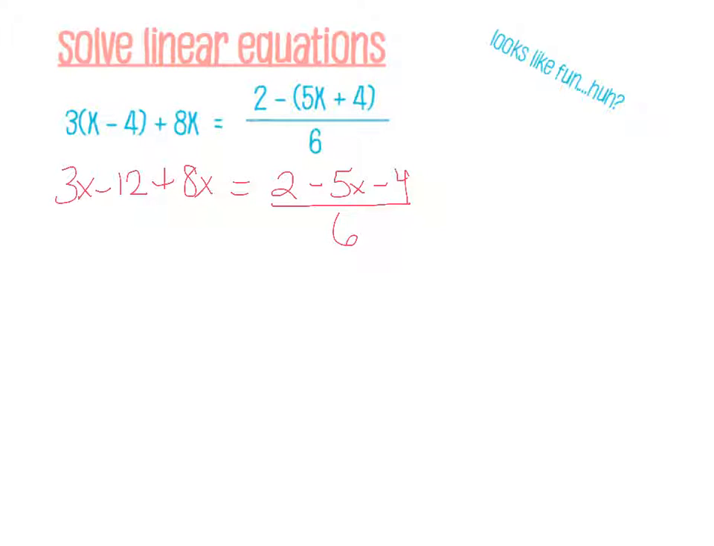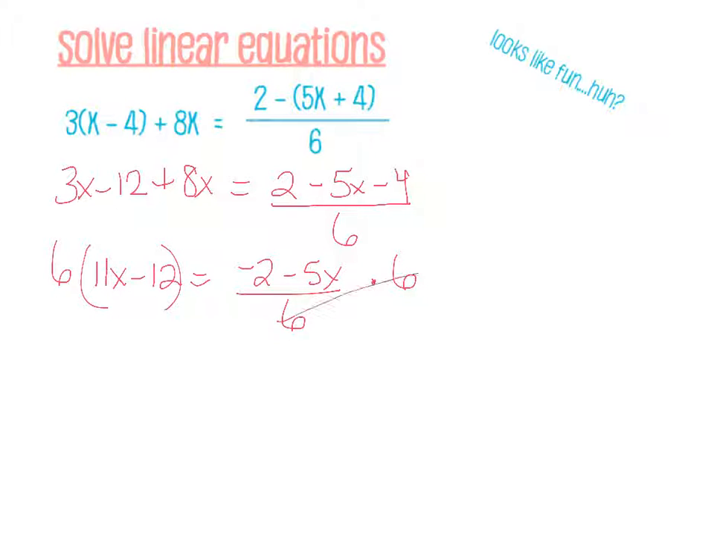The next thing that I would do is go ahead and condense like terms on each side. On the left, I have a 3x and an 8x. That would get me an 11x minus 12. On this side, I have the 2 and the -4. It's still over 6. You may choose to reduce these fractions or separate that fraction, but it's going to be ugly. It doesn't divide by 6 nicely. A better option would be to choose to multiply both sides by 6.